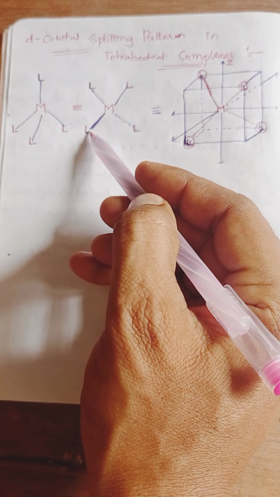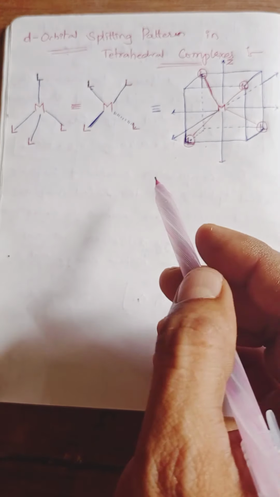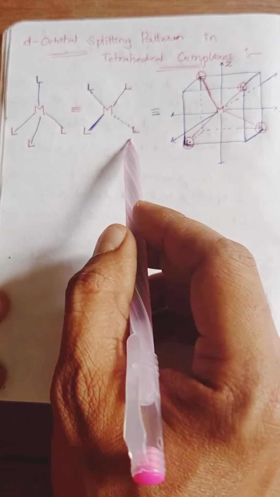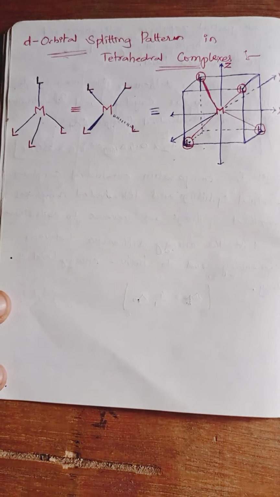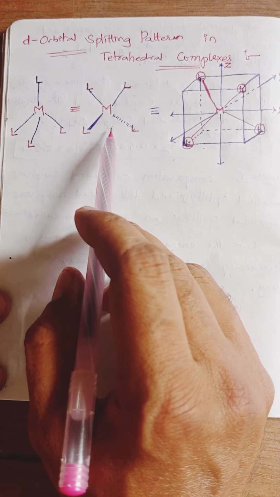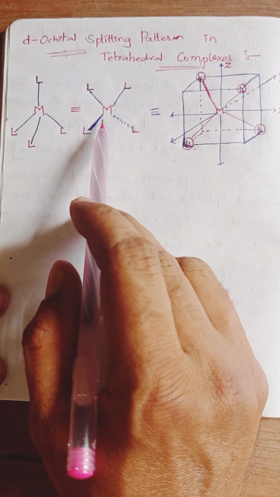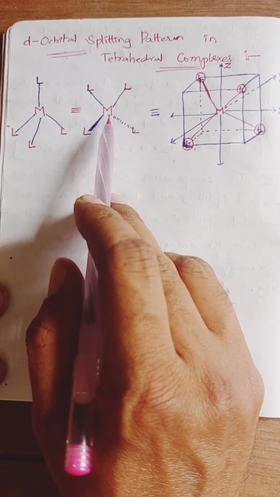The third ligand is above, maybe above. The fourth ligand will be down. The fourth ligand is down, right? Like that we got, right? From this only we will get this, right?